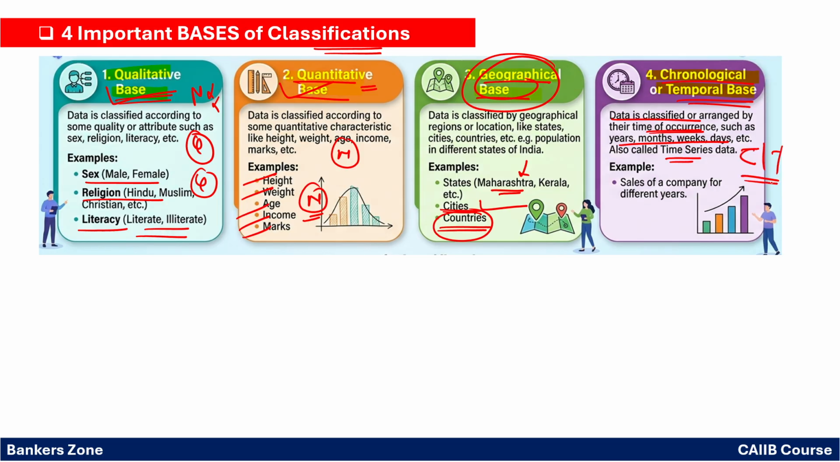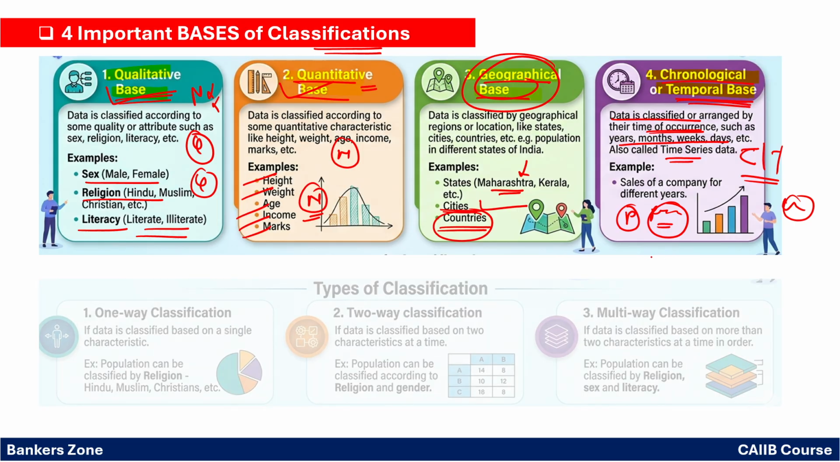For example, what is the profit of State Bank of India in the financial year 25? So we talk about the particular year, right? What is the profit of the Punjab National Bank in Q3? So this is the classification as per the chronological or temporal base.